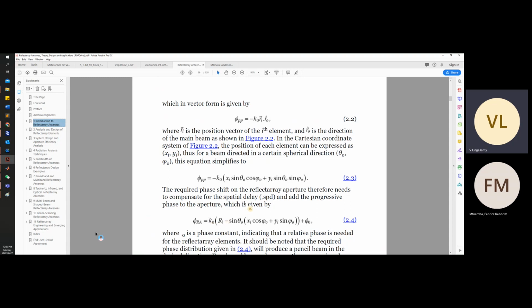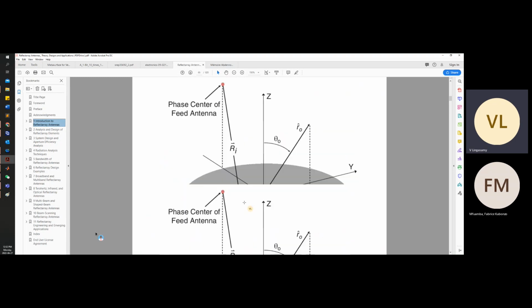So let us say Ri is nothing but 2 lambda. So 2 pi by lambda multiplied by 2 lambda. Lambda gets cancelled. It will be 4 pi, which means 4 into 180 degrees, around 720 degrees. So a 720 degree phase shift it is introducing while traversing.